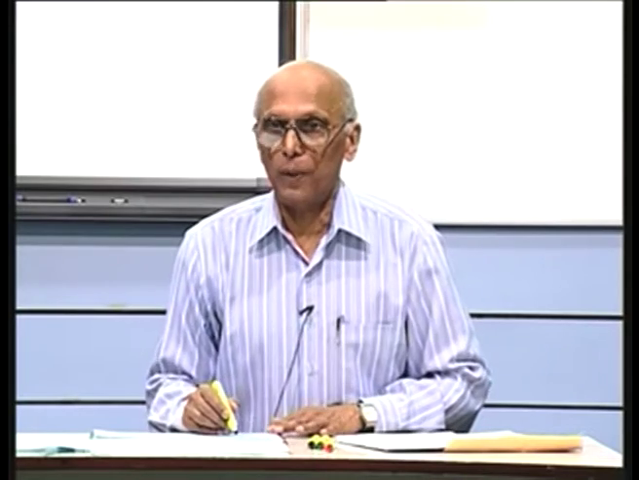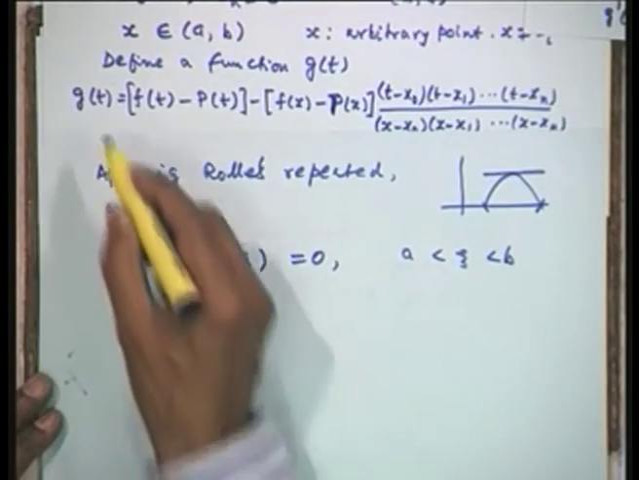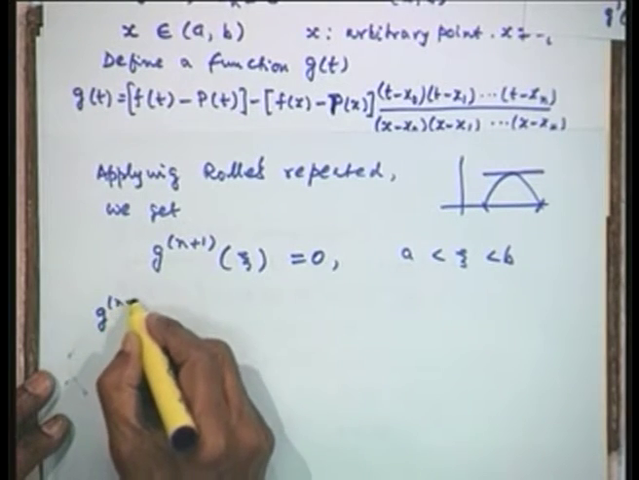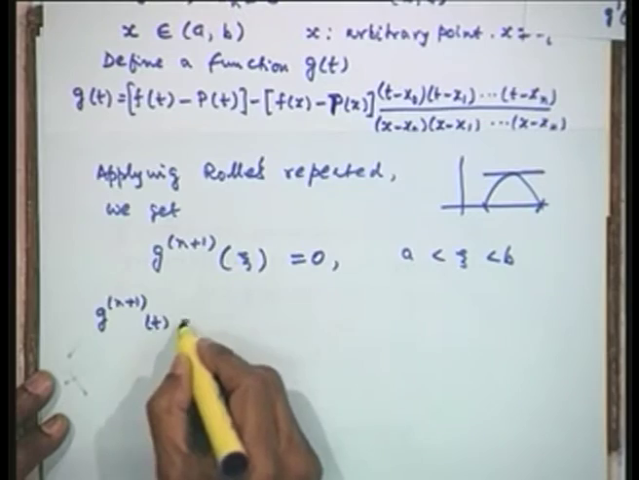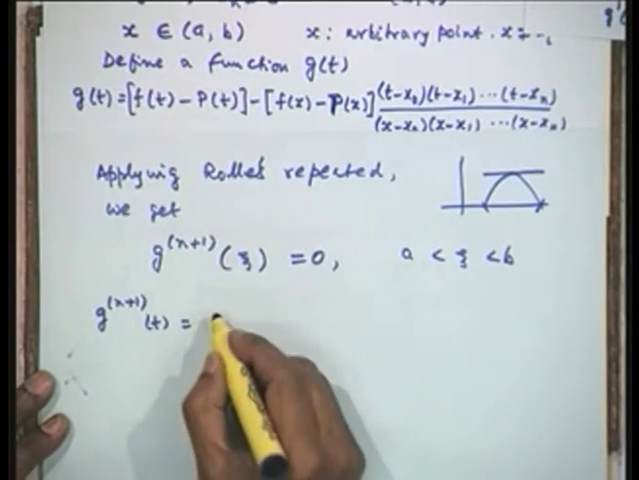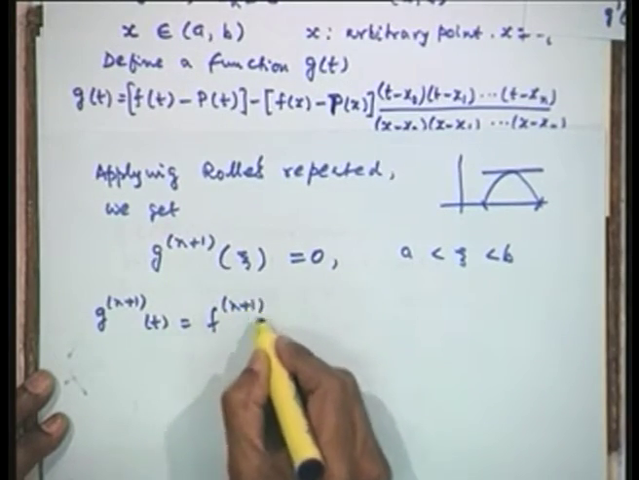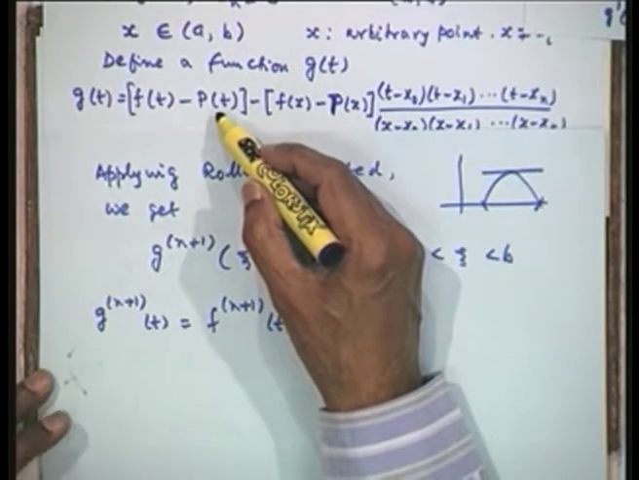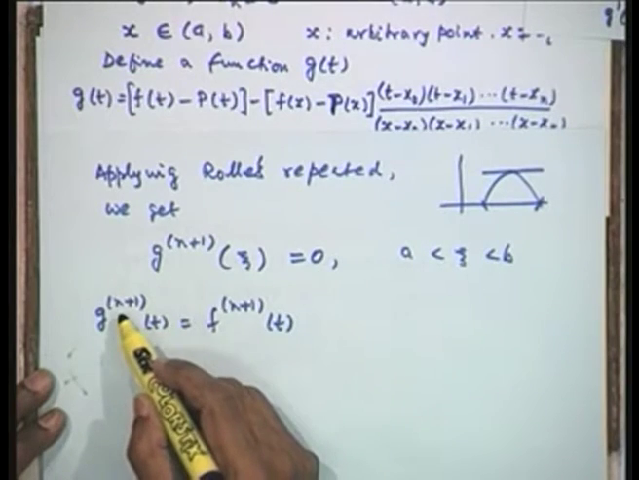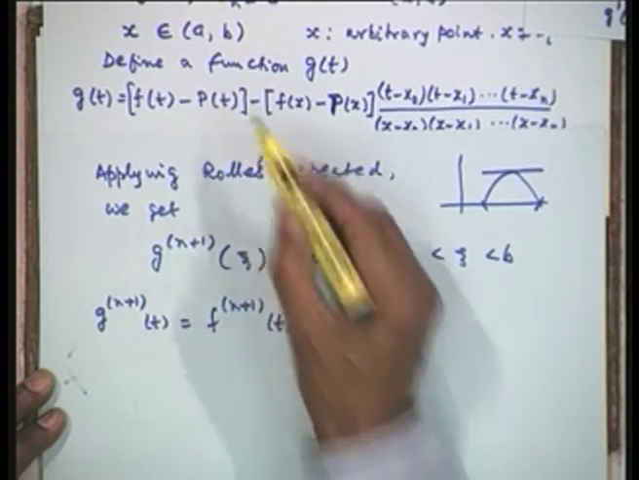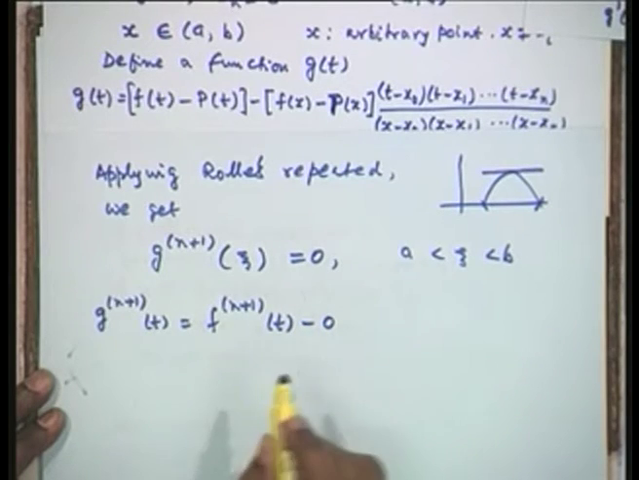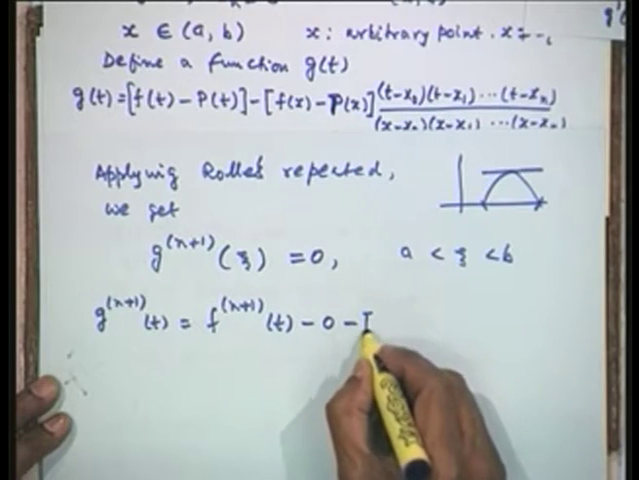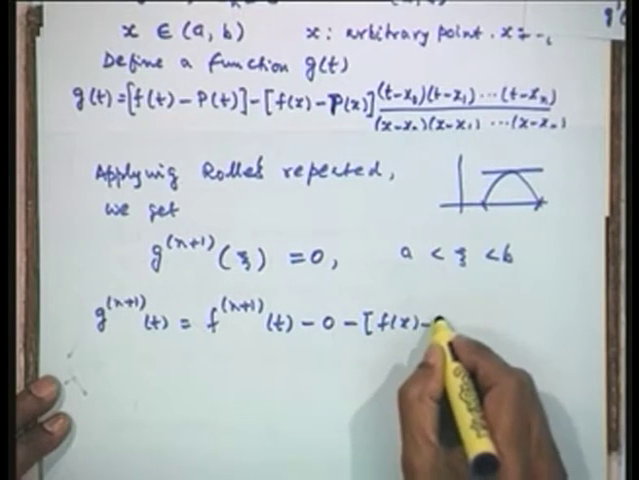Remember this is a derivative with respect to t, we are talking of it as a function of t. Now let us differentiate this n plus 1 times, g n plus 1 of t. So I will differentiate f n plus 1 of t. p(t) is only a polynomial of degree n, so differentiating it n plus 1 times, the derivative of this is going to be 0. Minus this is a function of x, so that stays as it is, f(x) minus p(x).